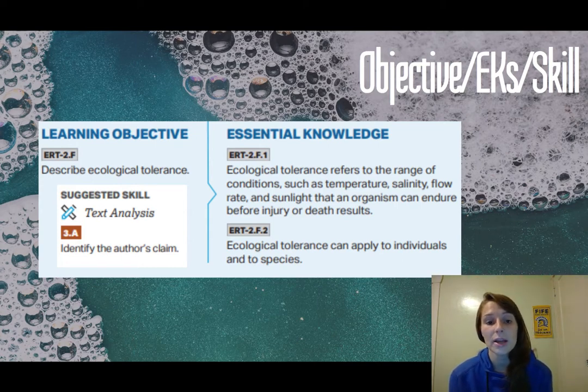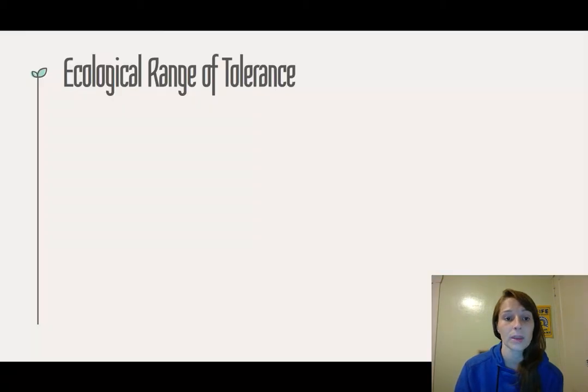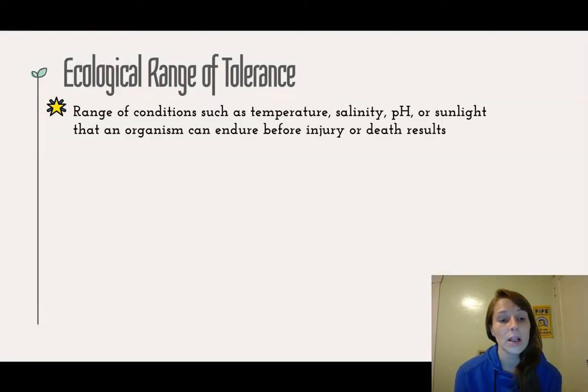And from the notes today, you're going to gain knowledge on learning the specifics of what ecological tolerance is and how it applies to individuals and species. So ecological range of tolerance is the range of conditions, such as temperature, salinity, pH, sunlight, things like that, an organism can endure before injury or death results.